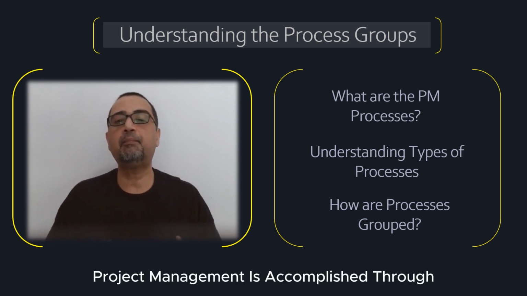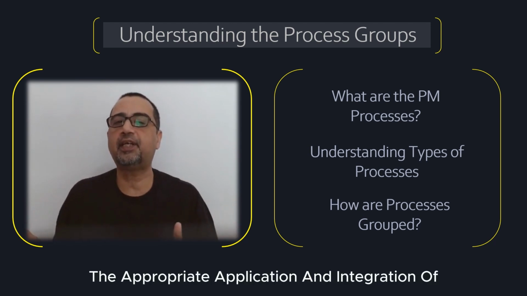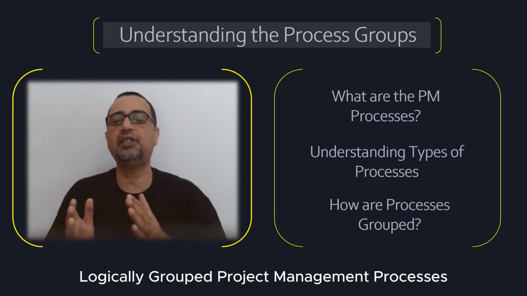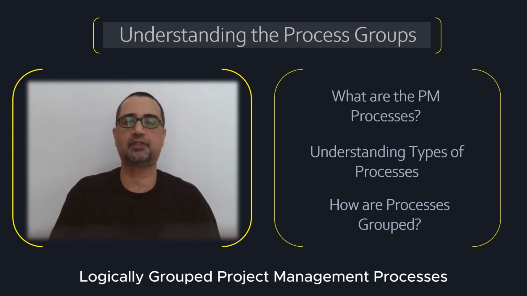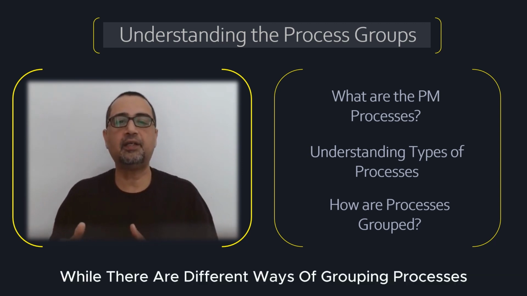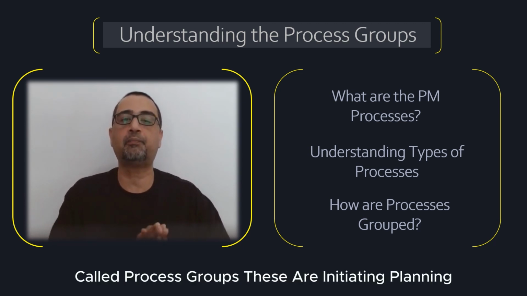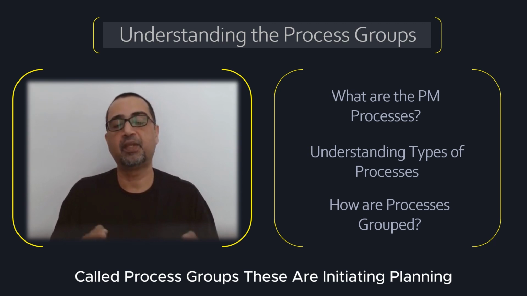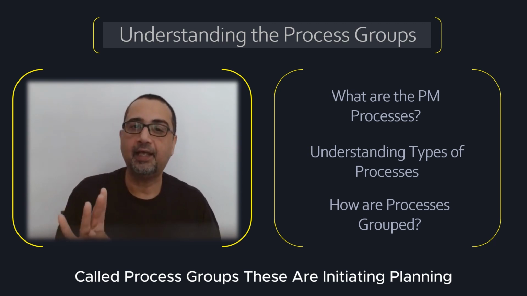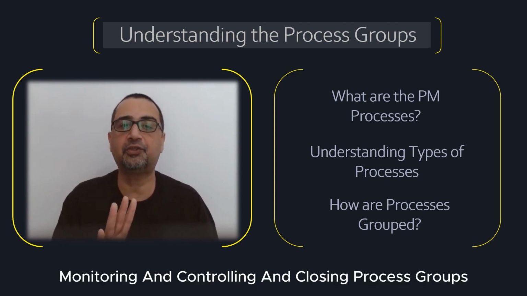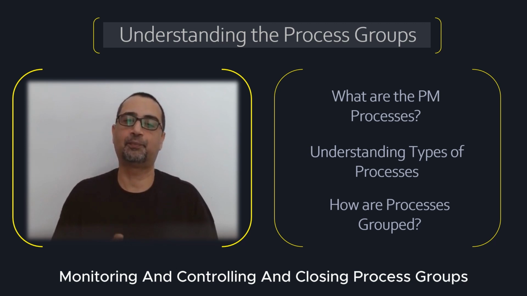Project management is accomplished through the appropriate application and integration of logically grouped project management processes. While there are different ways of grouping processes, the PMBOK 6th edition groups processes into five categories called process groups. These are initiating, planning, executing, monitoring and controlling, and closing process groups.